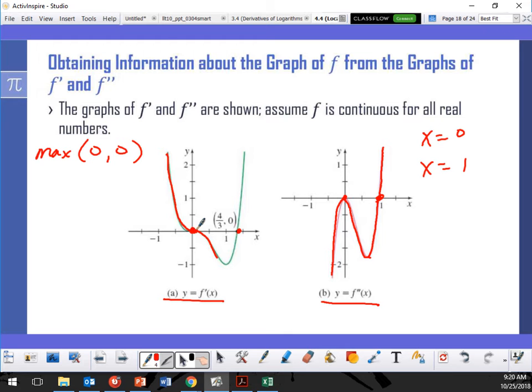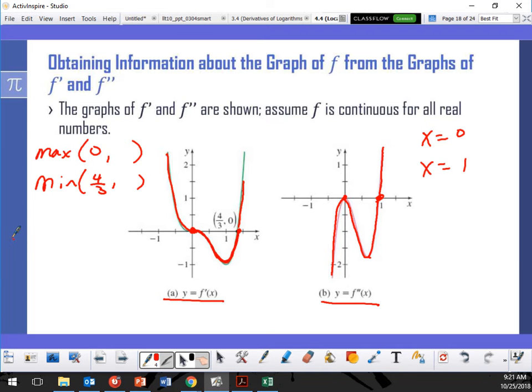Now, on the other side of this, all this right here is going to be negative, right? And on the other side of this, if it's changing from negative to positive, that's going to be a minimum. I'm going to have a min at that point right there. So 4/3, that's 0? Is that what it's trying to say? Actually, no. It's the x coordinate, not the y coordinate. I don't know what the y coordinate is going to be yet. If I had the original function, I would.